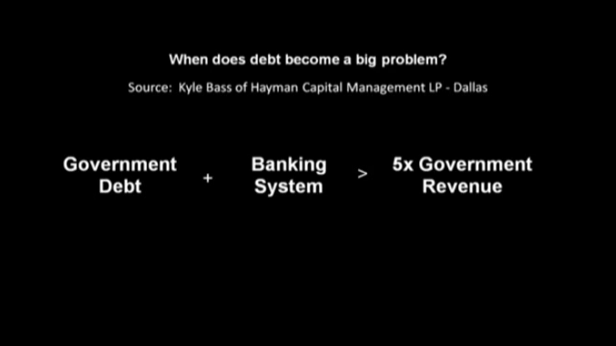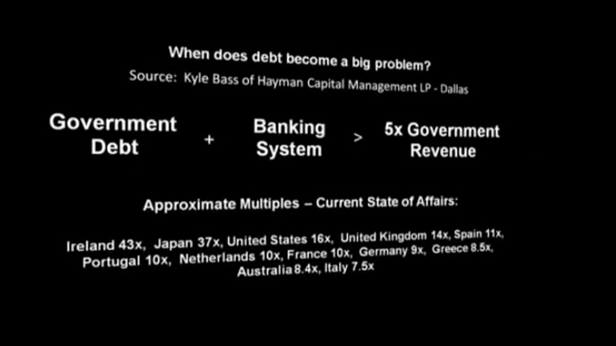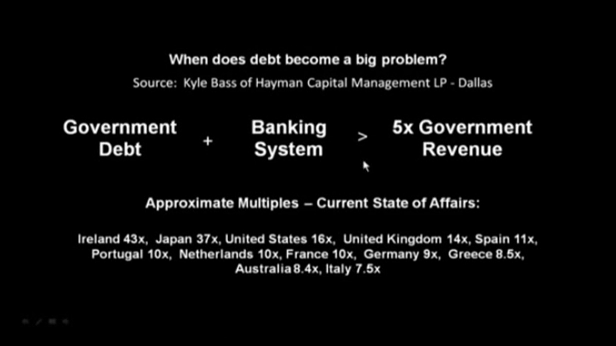Why is that? Well, when the banking system gets extremely large and the debt burden gets extremely large, if the government has to bail out the banking system, the scope of the problem relative to your revenues just becomes too big and overwhelming. Let's look at the current state of the world. 5 times government revenue relative to these two numbers is when you start to run into problems. These numbers here tell us that we've got problems that are going to be difficult to address.